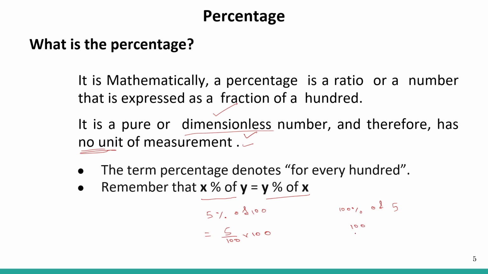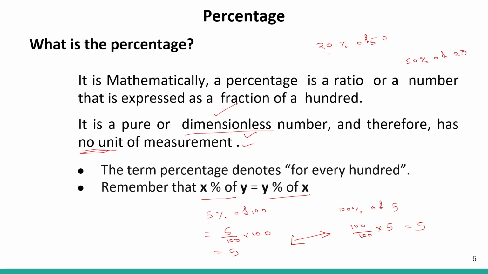So this will be 100 by 100 into 5. So here it is equal to 5, and this is again equal to 5. So these two are same. Okay, let's take a tricky example, that is 20% of 50 and 50% of 20.